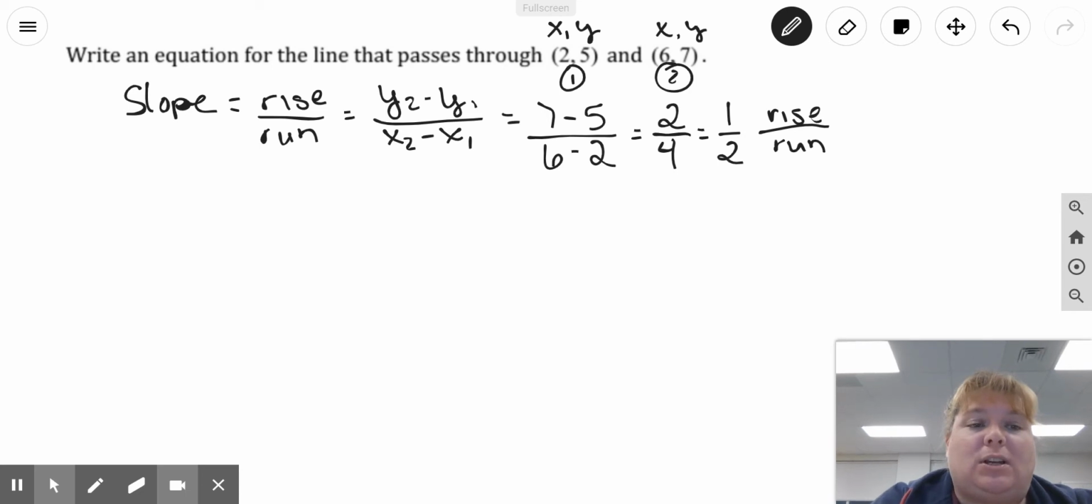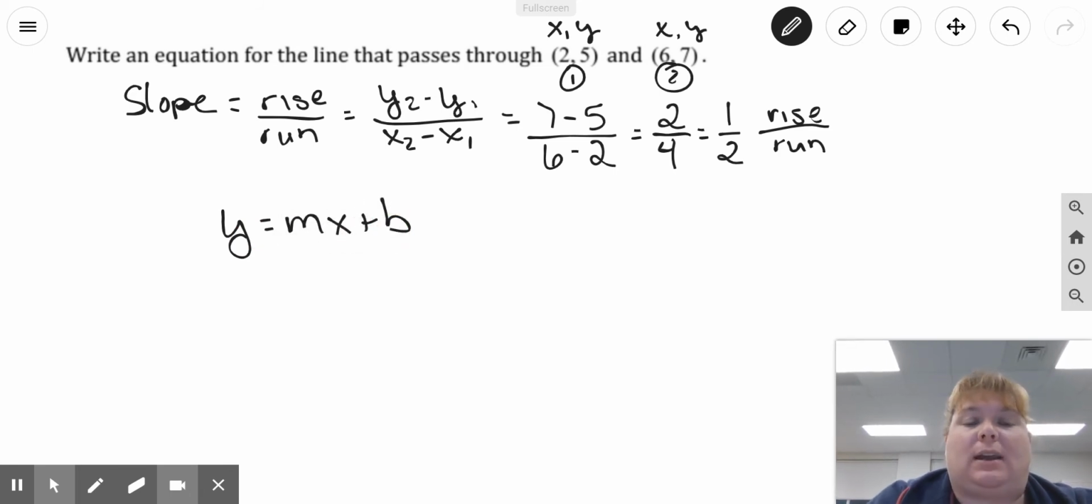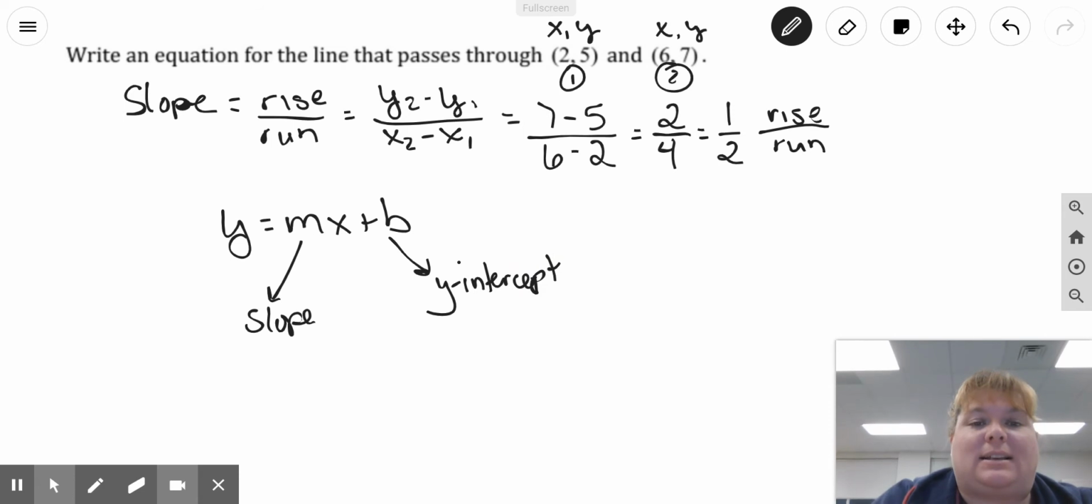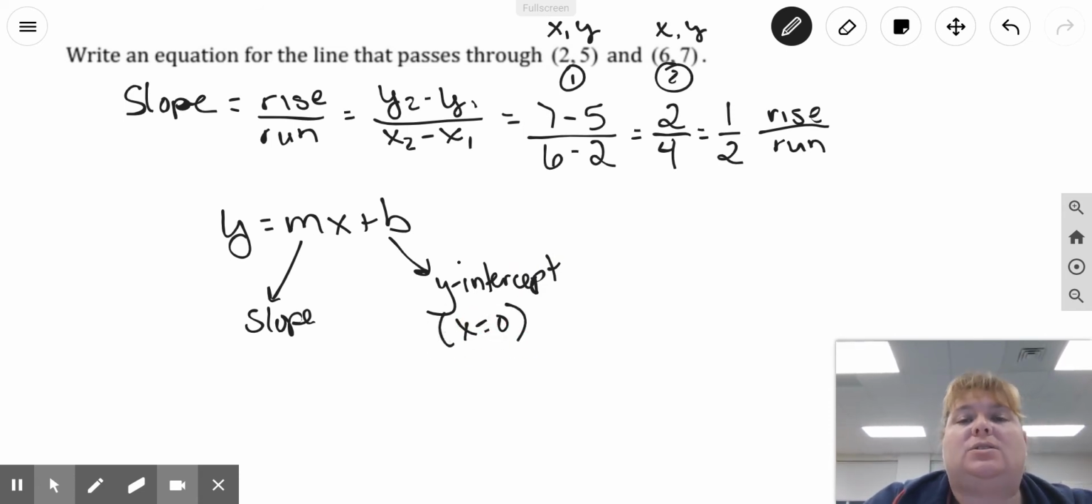And the equation we're looking at is what we call slope-intercept form. And so we're going to use y equals mx plus b. Okay, and so with that, we want to remember that m is the slope and b is our y-intercept. So where does it cross the y-axis, or when x equals 0? Okay. So what we can do, there's 2 ways we can do this.